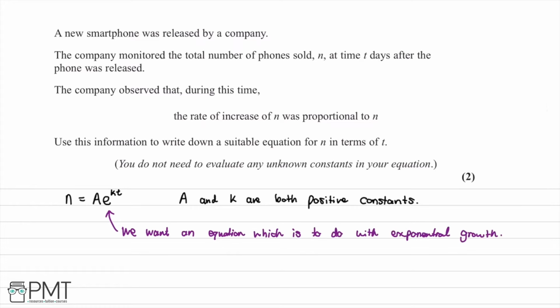So here we pick up our first mark for knowing to have an equation of the correct form, and then we receive our second mark for having this correct answer with our constants labelled as A and K and that they are both positive. So we'll just note down that for this part here we receive 2 marks.